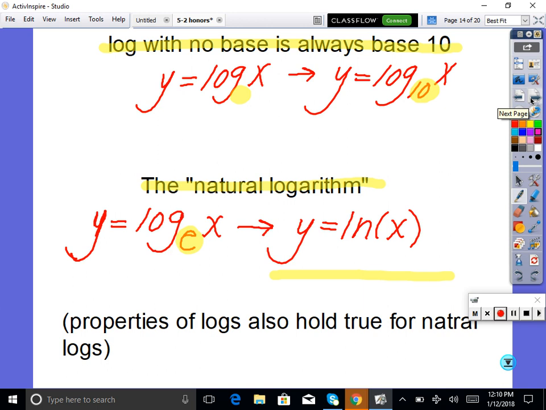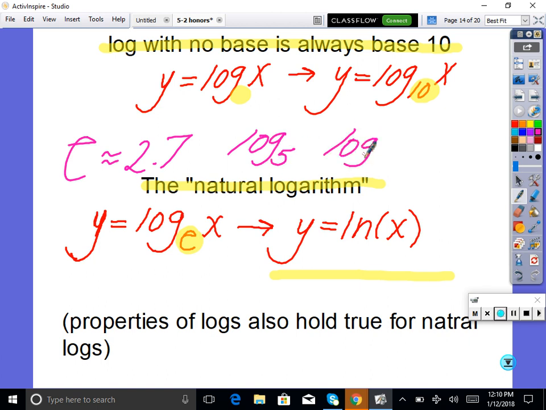We already learned that log with no base written there, a blank base, is actually secretly base 10. Now here's something interesting and new. We know e is just approximately 2.7. We've been seeing log to the base 5s, log to the base 3s. So this isn't that weird to have a log to the base e, because e is just 2.7. That's essentially having log to the base 2.7. But we're going to use e because e is exact. 2.7 is rounded.